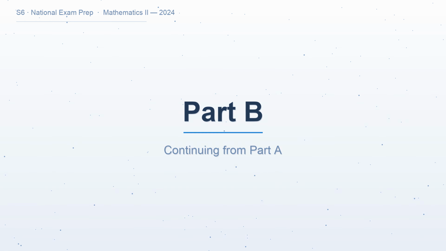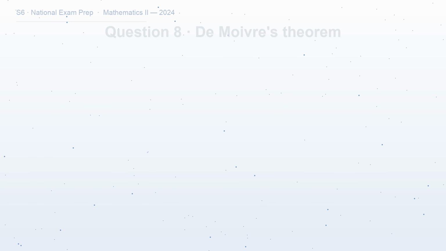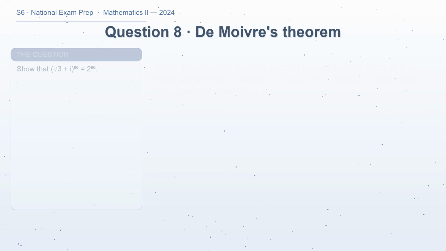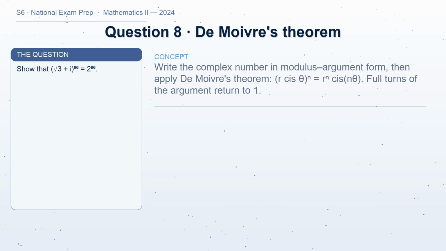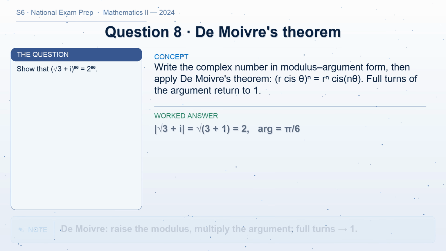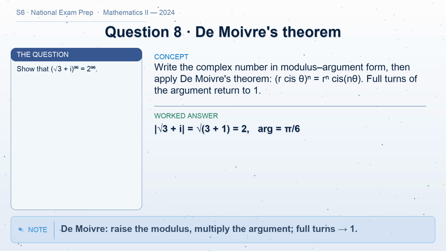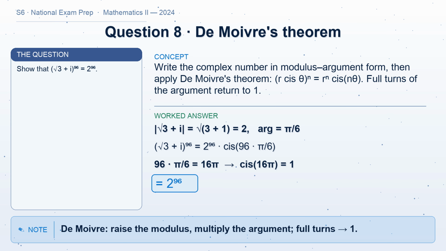Let's continue. Question 8. Show that (root 3 plus i) to the 96th power equals 2 to the 96. The clean route is modulus-argument form. The modulus of root 3 plus i is the square root of 3 plus 1, which is 2, and its argument is pi over 6. By de Moivre's theorem, raising to the 96th power raises the modulus to the 96 and multiplies the argument by 96. 96 times pi over 6 is 16 pi, 8 full turns, so the angle part comes back to 1. That leaves exactly 2 to the 96.